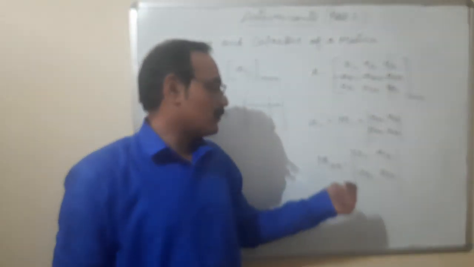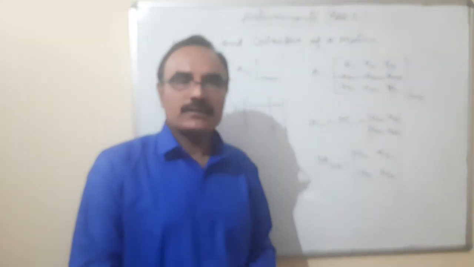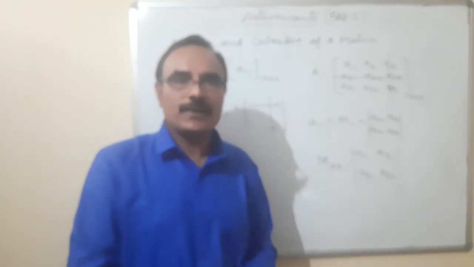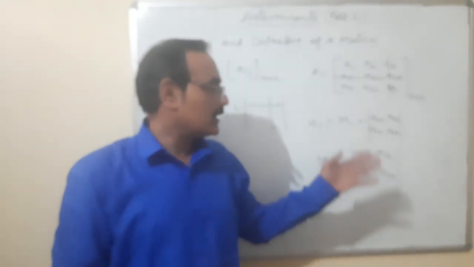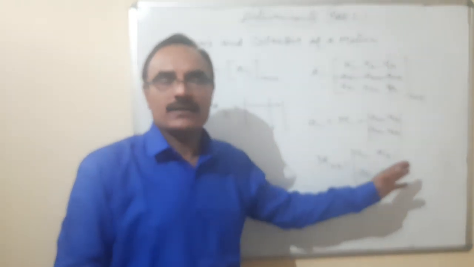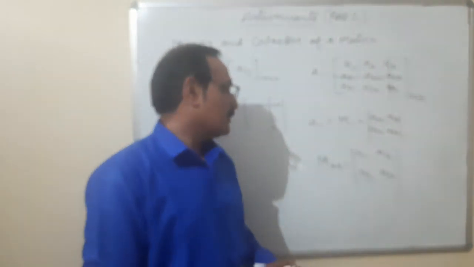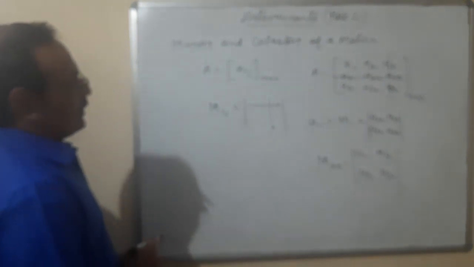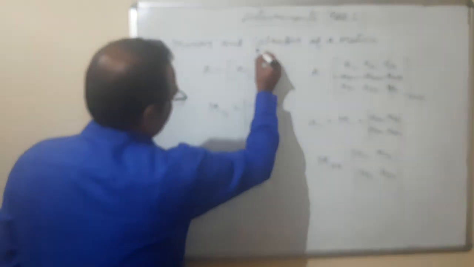Okay. Suppose we are going to find the minor of 2, 3. That means the second row and third column should be deleted, and through the other elements, whatever determinant is obtained is a minor. Okay. So that is a minor. And second is cofactors.